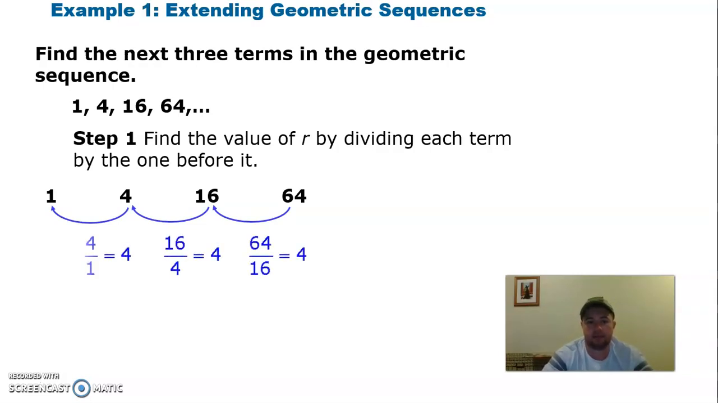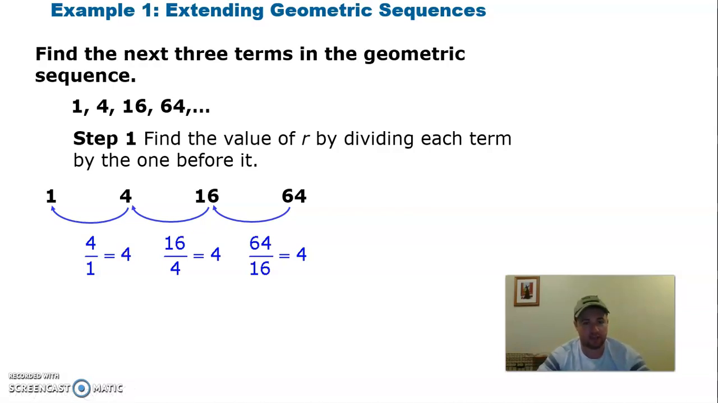Now, in order to check and prove that this is a geometric sequence, all of the ratios have to be the same. So, I did 64 divided by 16, that's 4. 16 divided by 4, that's 4. And 4 divided by 1, that's also 4. So this is a geometric sequence.